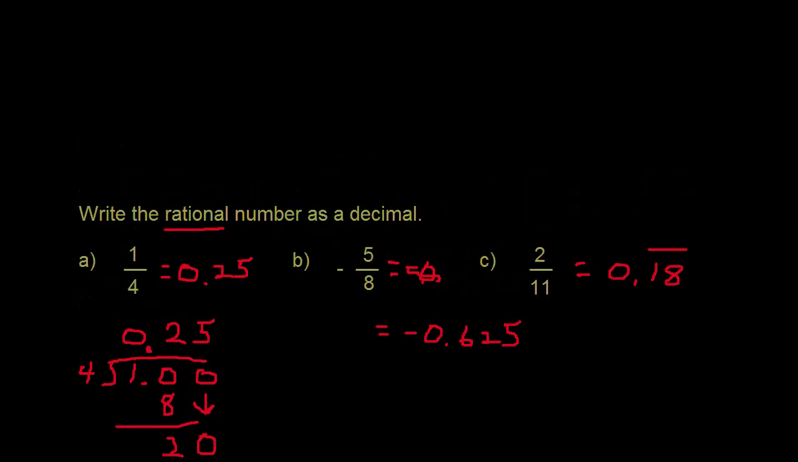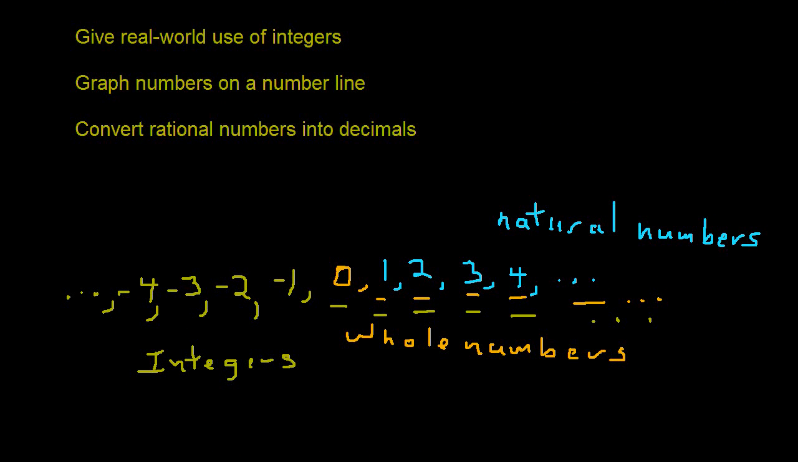Okay, let's see if we've completed our objectives. We did give a couple of real-world uses of integers. We graphed some numbers on a number line, and we converted rational numbers into decimals. So yes, and of these I would say that the most important was probably what we did last, converting rational numbers into decimals. That's it for this time.